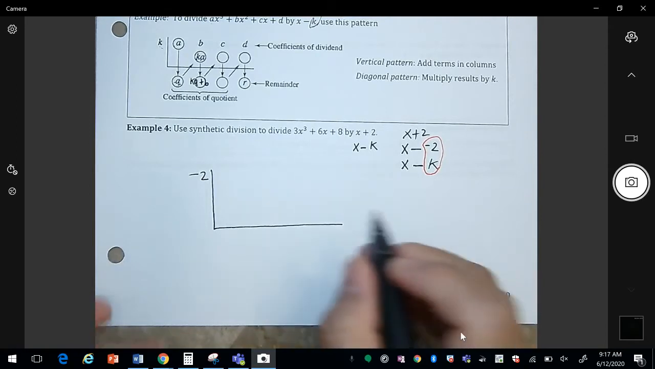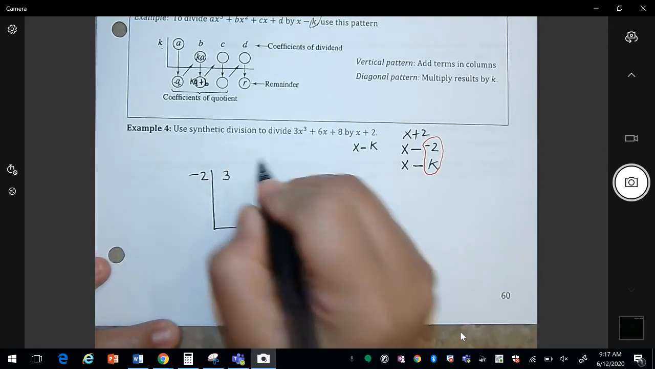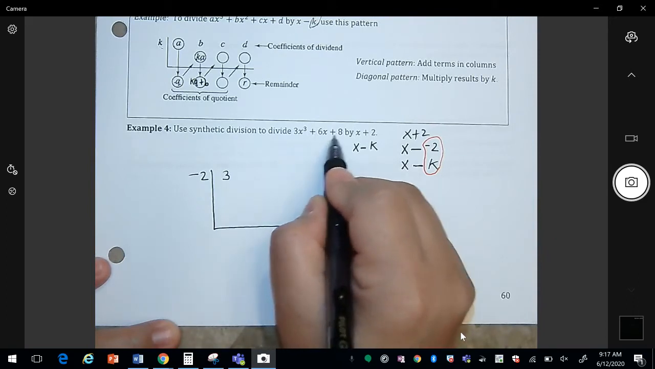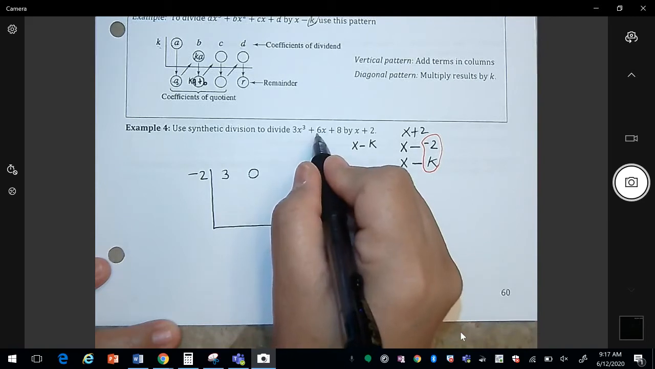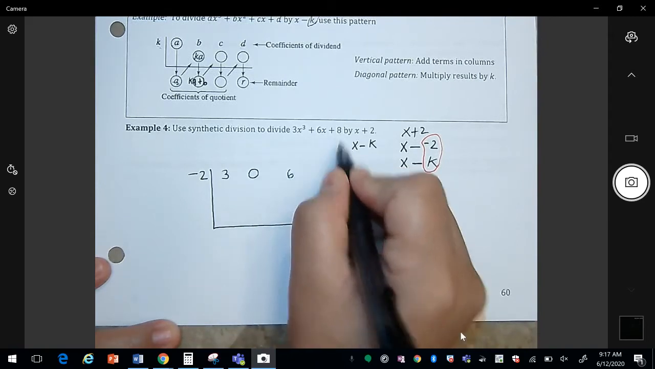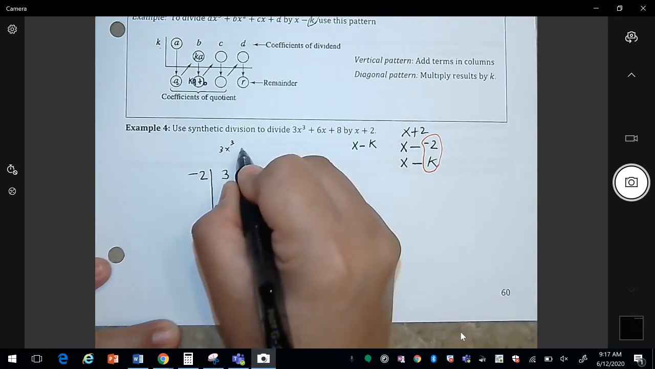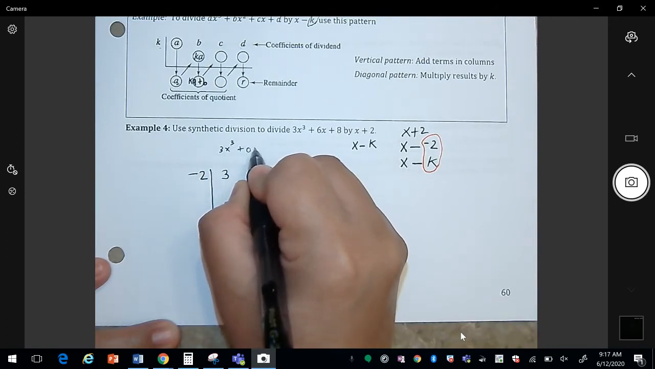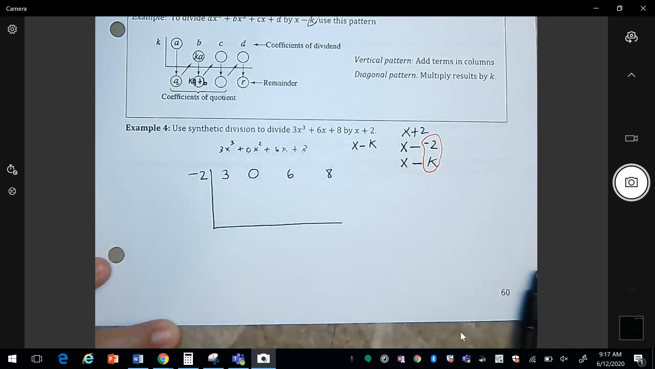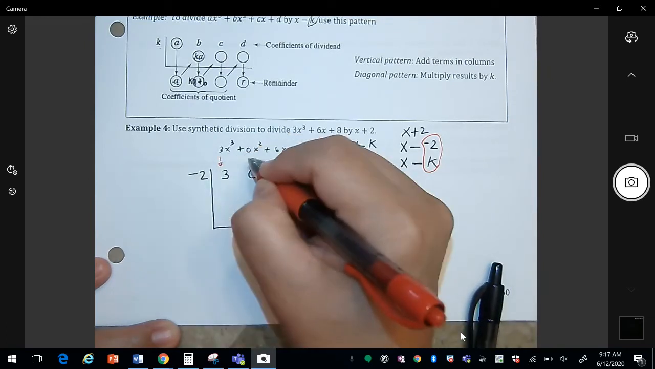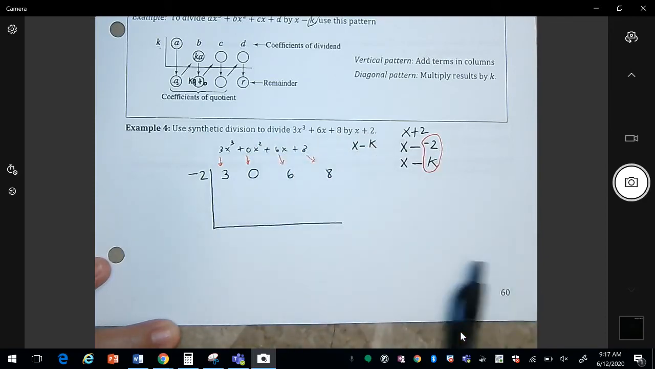And then for the coefficients, we have a 3x cubed, so I'm going to use the coefficient of 3. Notice I don't have an x squared, so I need to use a 0 for that as a placeholder. And then we have 6 and 8. So this comes from 3x cubed plus 0x squared plus 6x plus 8. We're using the coefficients to write them in here.